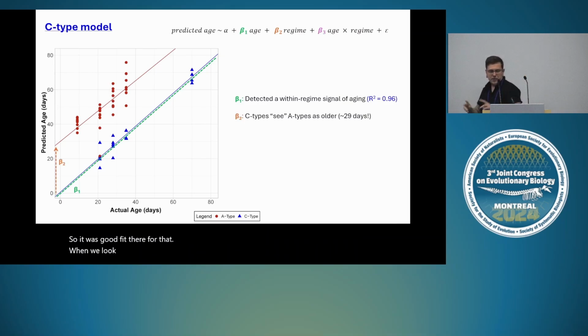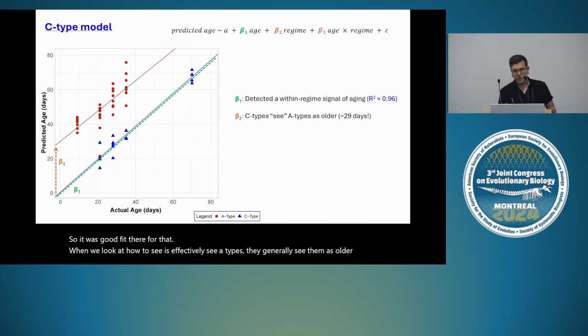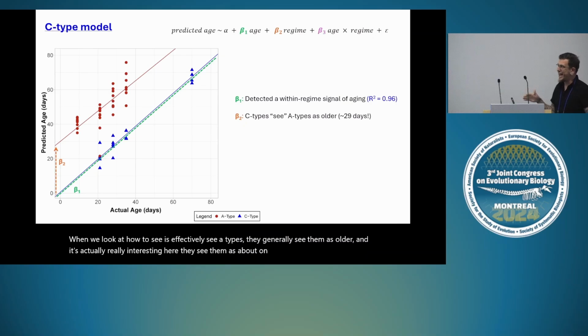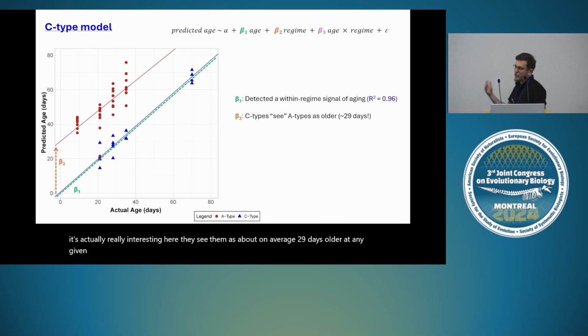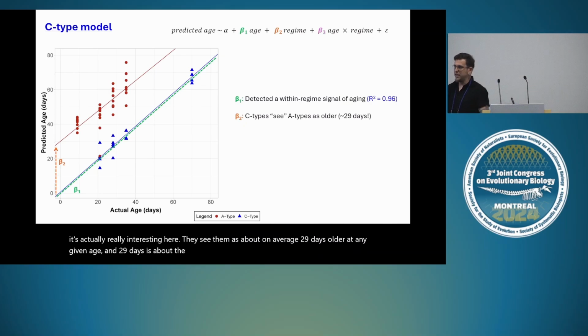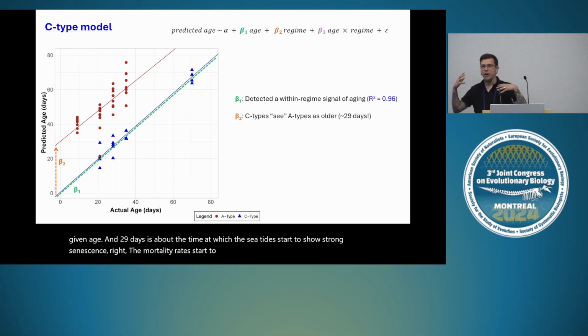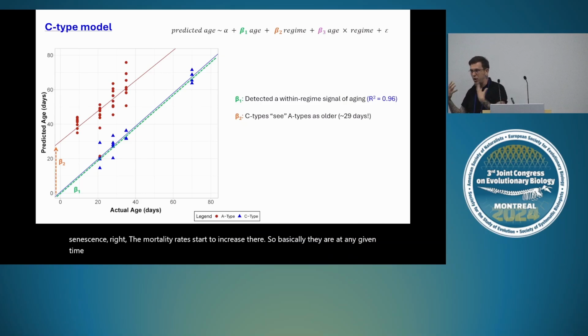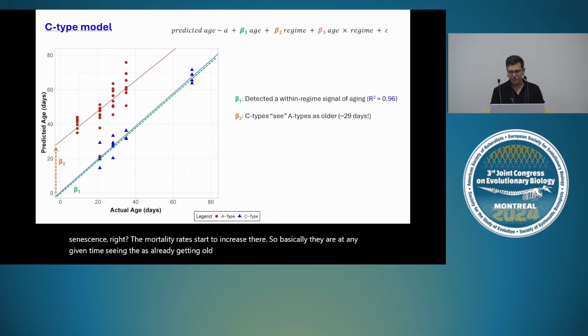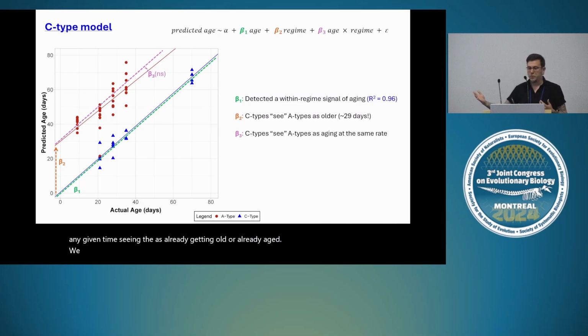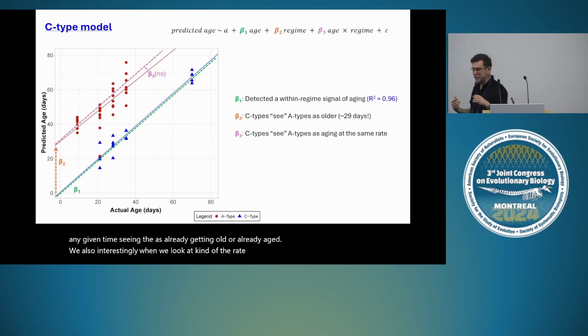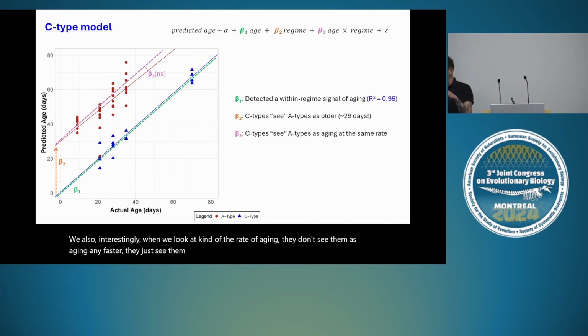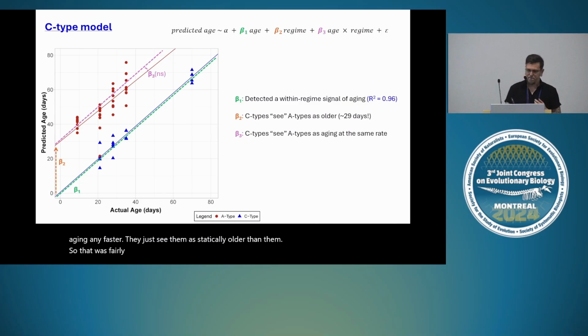When we look at how the Cs see the A types, they generally see them as older, and it's really interesting here. They see them as about, on average, 29 days older at any given age, and 29 days is about the time at which the C types start to show strong senescence, right? The mortality rates start to increase there. So basically, they are at any given time seeing the As as already getting old or already aged. But also interestingly, when we look at the rate of aging, they don't see them as aging any faster. They just see them as statically older than them. So that was a fairly interesting result.